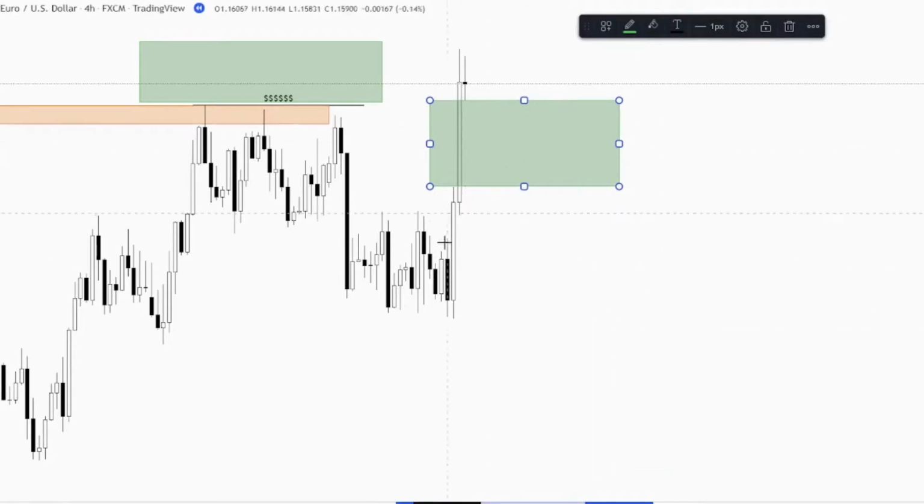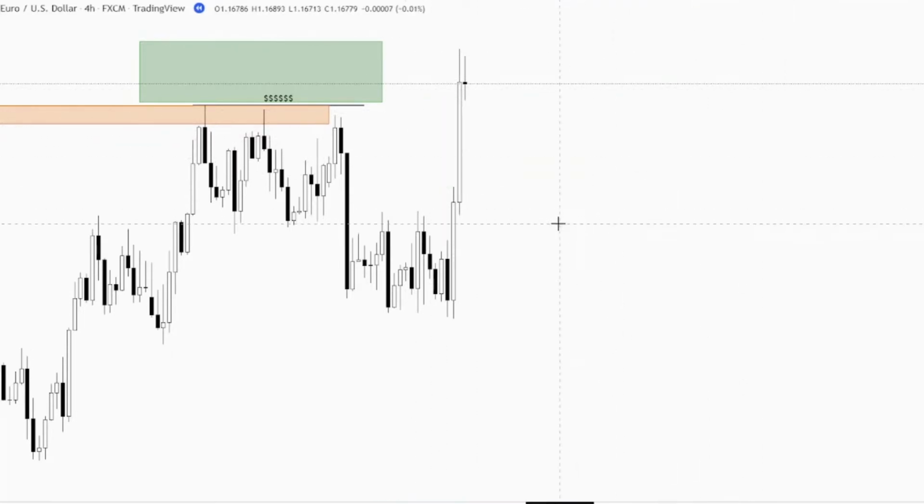Now in this scenario, this simply means that we were having a lot of buyers and the sellers were not given opportunity to enter the market. That is why we have this big candle here like this, and we call this an imbalance or a fair value gap. Now I believe that that's enough for your understanding right now.